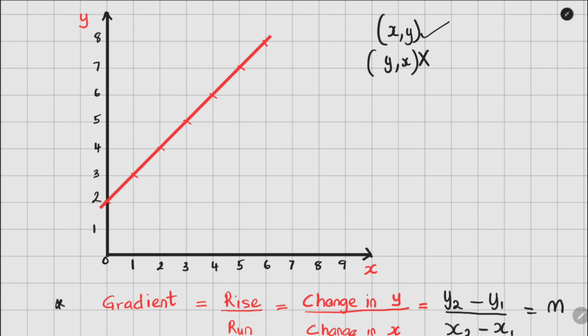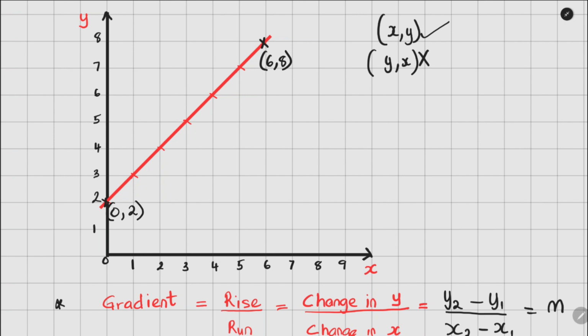Now let's take an example with this line we have here. The coordinate at this junction will be: the x value is 0, while the y value is 2. That's the coordinate here. I'm going to pick this as my second pair of coordinates. The x value here is 6 and the y value is 8. So if I'm told to find the gradient of this line, I have two pairs of coordinates.